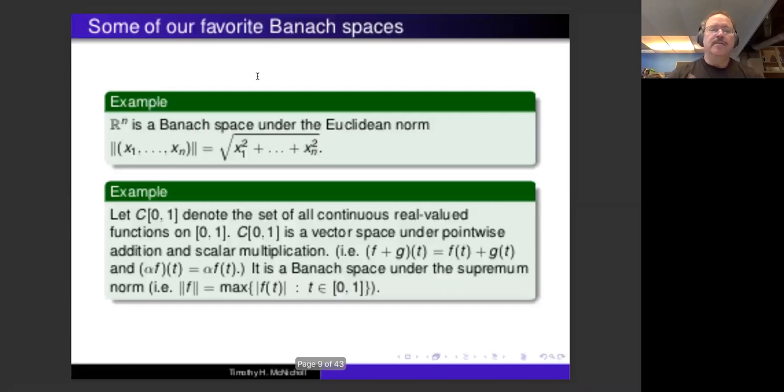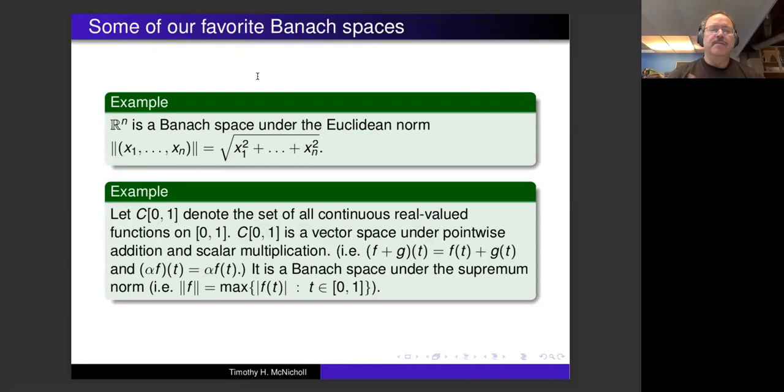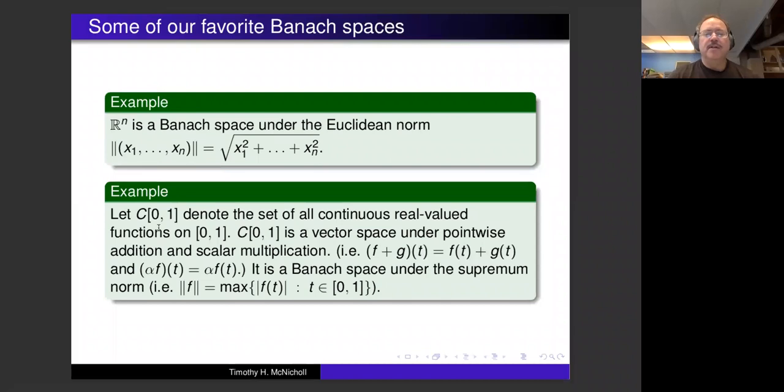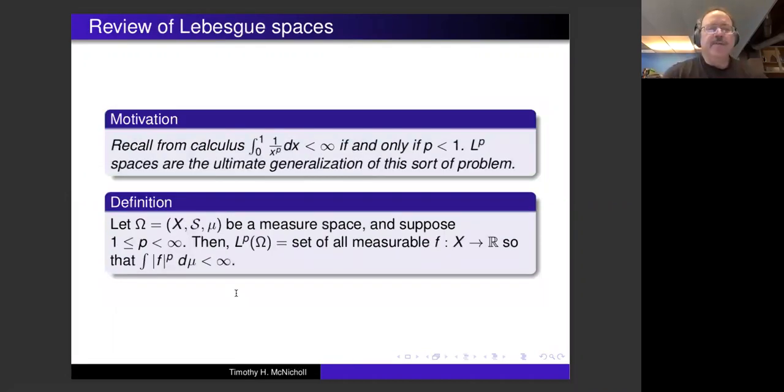Some of our favorite Banach spaces: of course, R^n with the Euclidean norm is a Banach space. It's usually the first one we learn about. Then C[0,1], the continuous real-valued functions on the closed unit interval. That's clearly a vector space under the usual pointwise addition and scalar multiplication. Then we take the norm to be the supremum norm, and it's an easy exercise to show that gives you indeed a Banach space. So those are two fairly simple examples.